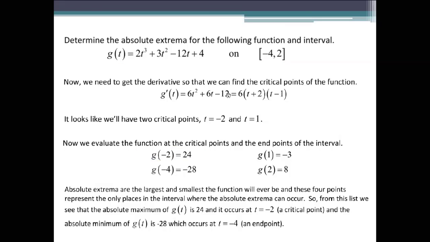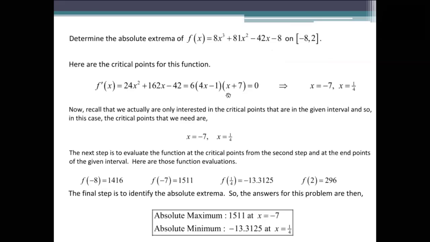Okay, now the next one. Determine the absolute extrema for the following function: f of x is 8x cubed plus 81x squared minus 42x minus 8 on the interval -8, 2. So again, we need to find the critical points of this function. Firstly, take the derivative, and it will be 24x squared plus 162x minus 42. And if you factorize the polynomial, we get this.